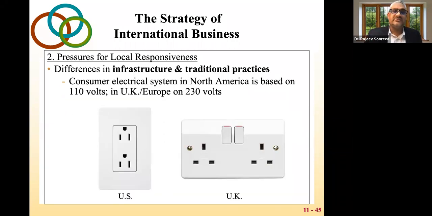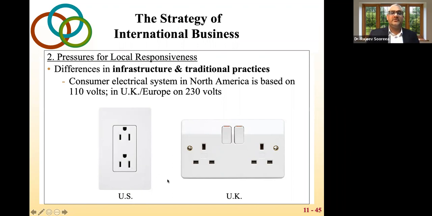Firms also need to understand that there might be differences in infrastructure and traditional practices. Okay, so for example, in North America, in the US, we have a 110-volt system. In Europe, it is based on 230 volts. In the US, the plugs on the wall outlets look like this, okay? One hole on top, two at the bottom here. And in the UK, it is one on top and two at the bottom, right? So it is square, and this one is rectangular, right?